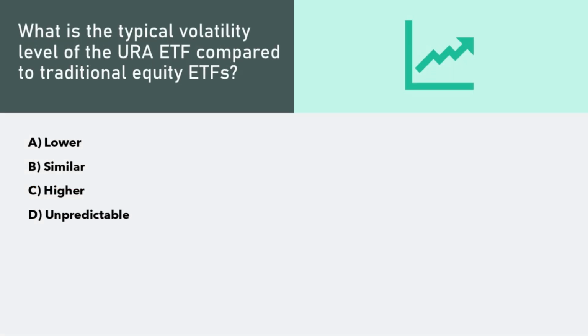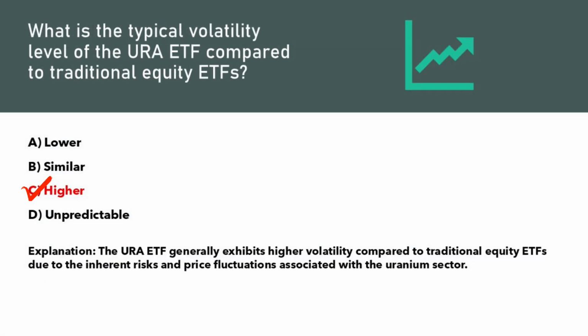What is the typical volatility level of the URA ETF compared to traditional equity ETFs? Answer: C. Higher. Explanation: the URA ETF generally exhibits higher volatility compared to traditional equity ETFs due to the inherent risks and price fluctuations associated with the uranium sector.